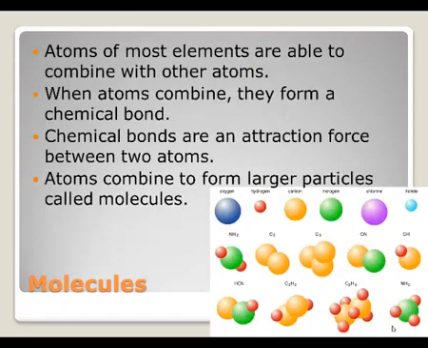Molecules. Atoms of most elements are able to combine with other atoms. When atoms combine with one another, they form a chemical bond, and chemical bonds are simply the attraction forces that occur between 2 atoms. As atoms combine, they form larger particles called molecules. This picture shows an example of a number of molecules. You can see across the top of the picture oxygen, hydrogen, carbon, nitrogen, chlorine, fluorine. Those would be examples of elements. Those elements then combine with one another to form different molecules.